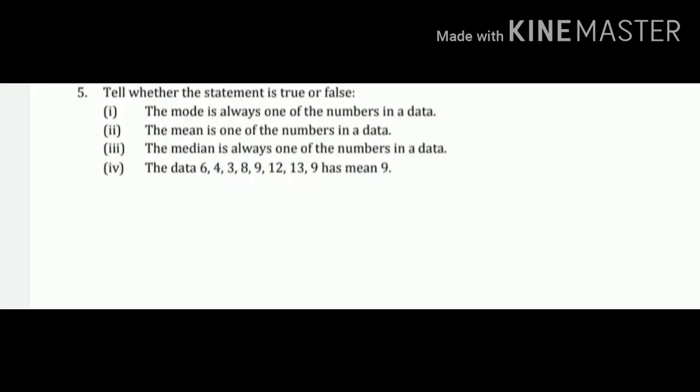Now the fifth question is a true and false question. The first one, the mode is always one of the numbers of the data. Yes, it is true. The mean is one of the numbers in a data. No. Mean has to be calculated using the formula, so it is not necessarily one of the data. But the third statement is true because median is one of the data. It is one of the middle data, right? And the fourth, the data has mean as 9. No. When you add all these observations and divide by the number of observations, it is a different answer, right? So the last one is false.